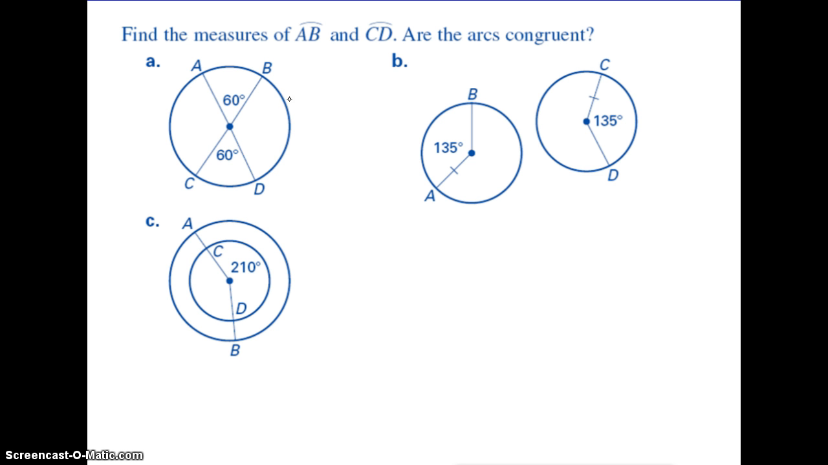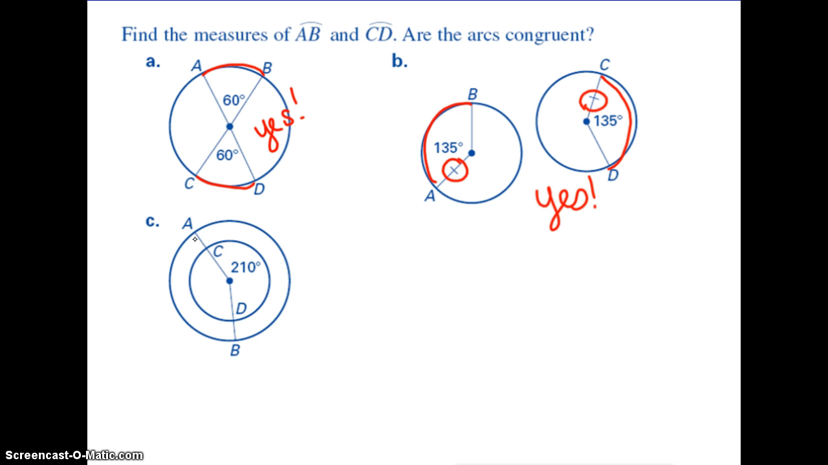Alright, so hopefully you paused and now you're ready to go. Alright, so AB and CD are in the same circle and they're made by the same degree measure, 60 degrees, so these two arc lengths are congruent. In question B, arc AB and CD have the same measure of 135 degrees and the circles have the same radius, so the circles are congruent, therefore the arc lengths are the same.